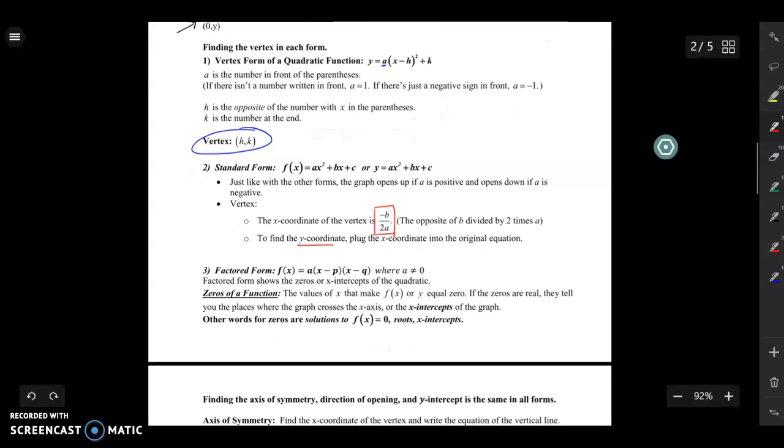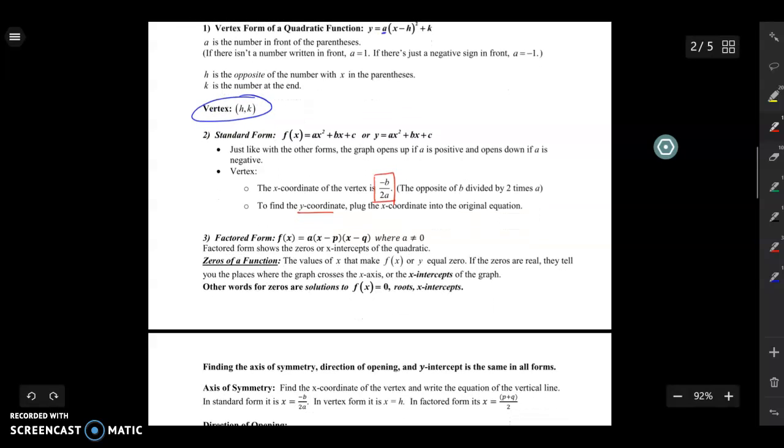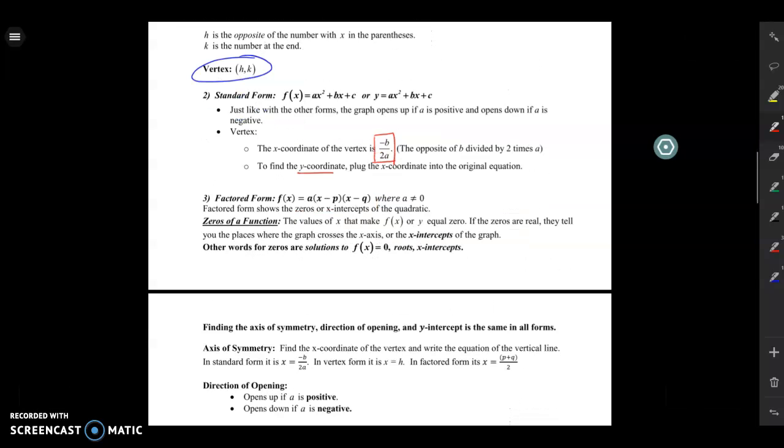Now, factored form, remember, looks like a times (x minus p) times (x minus q). Factored form makes it really easy for us to find the zeros, or the x-intercepts, and we are going to talk about those even more. One thing that's important is that your vertex is always going to happen right in the middle of your two x-intercepts. Say you have a graph with an x-intercept right there and another right here. Then your vertex is going to be right in the middle of those two points, somewhere along that blue dotted line.